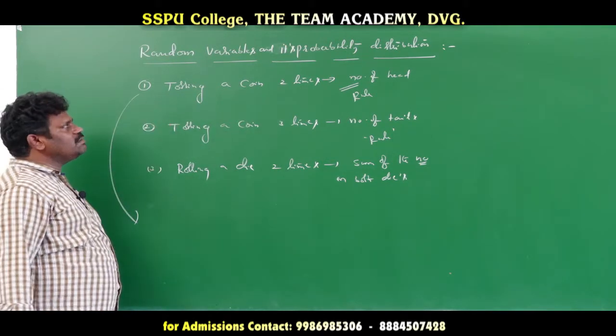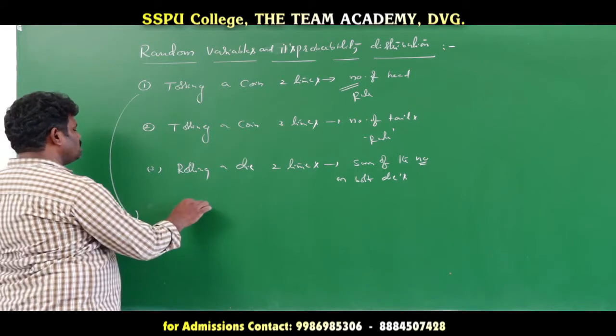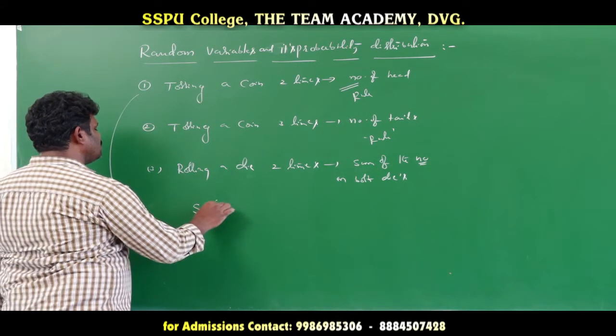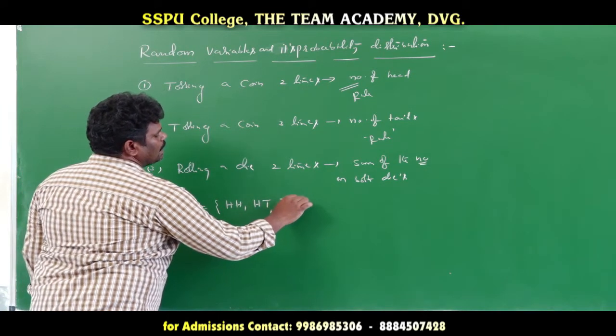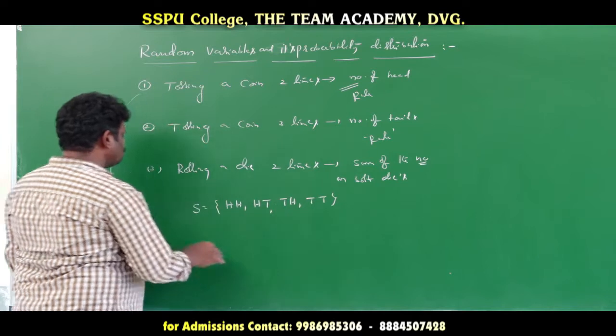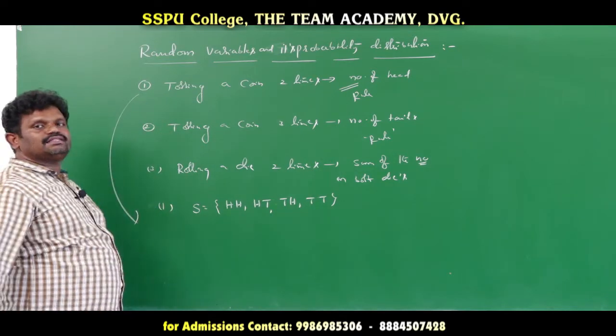So here, the random experiment is tossing a coin 2 times. Then what would be the related sample space? HH, HT, TH, TT. So now this is the first experiment's sample space.